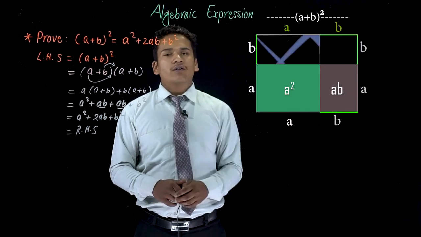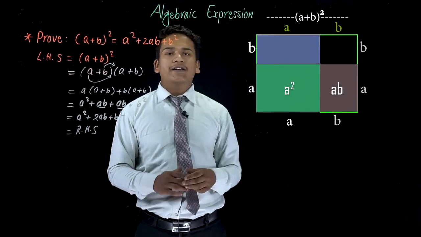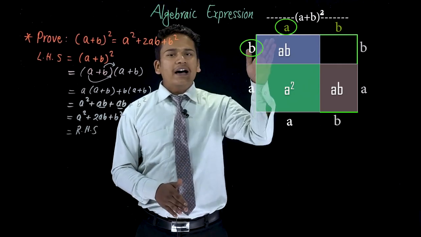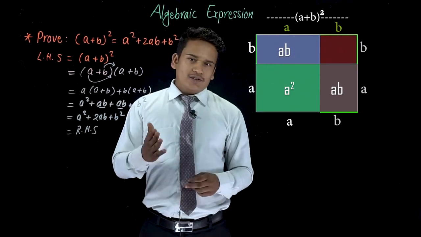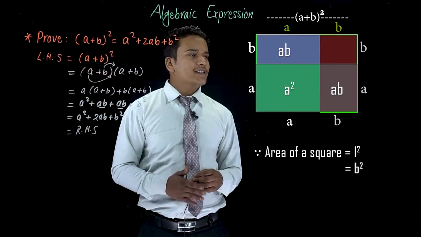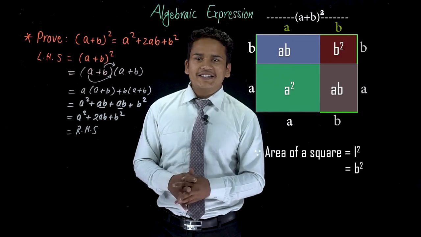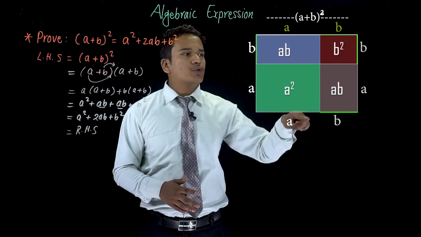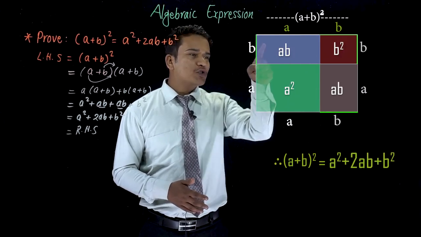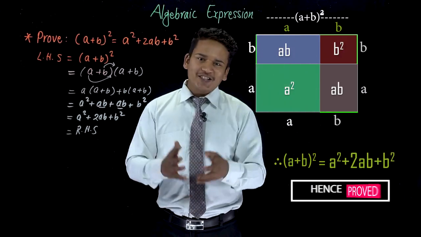And for the third portion, we have got a rectangle, and here also length and breadth are a and b. So we have ab. And for the small square there, the formula for finding the area of a square is L², and hence it is b². And as I already said, we need to add all these four portions to get the bigger square, that is (a + b)². We'll get a² + 2ab + b², hence proved.